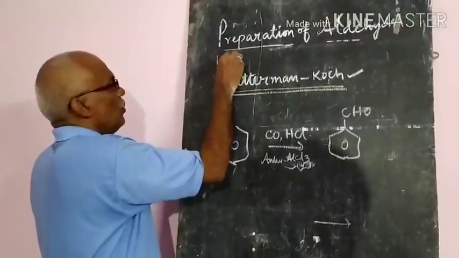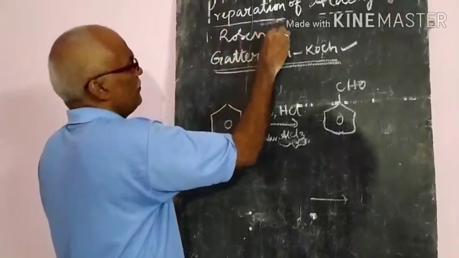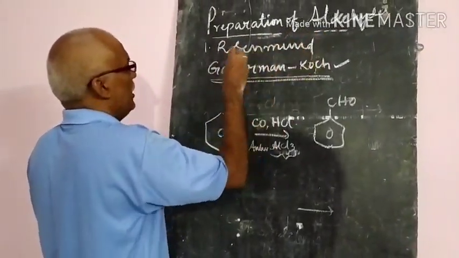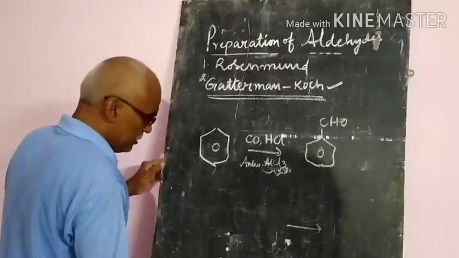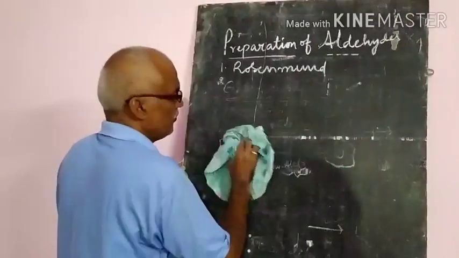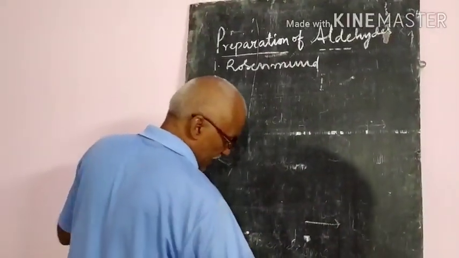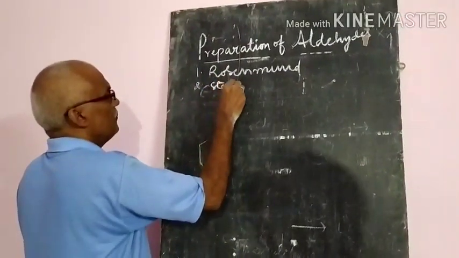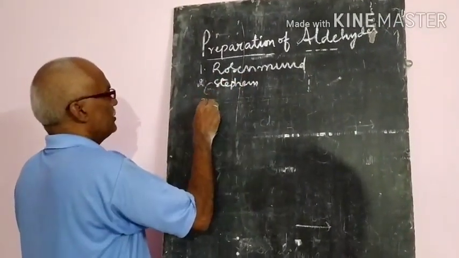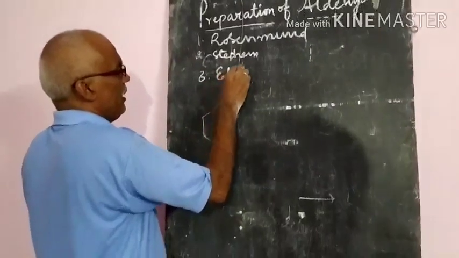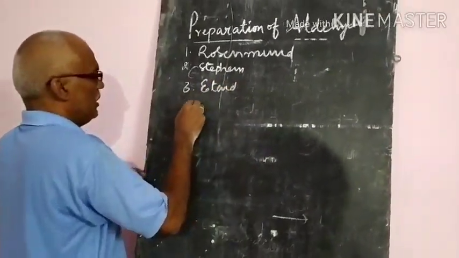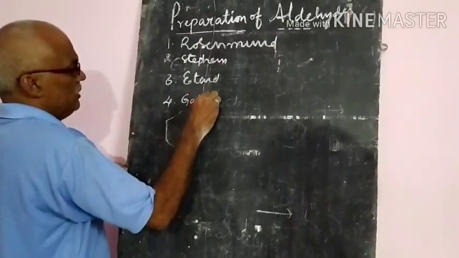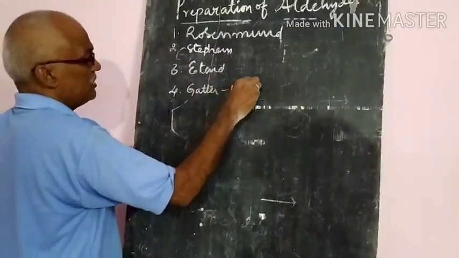One is the Rosenmund reaction, the second one Stephen reaction, the third one Etard reaction, and the fourth one Gattermann-Koch reaction. These are the names of the reactions.